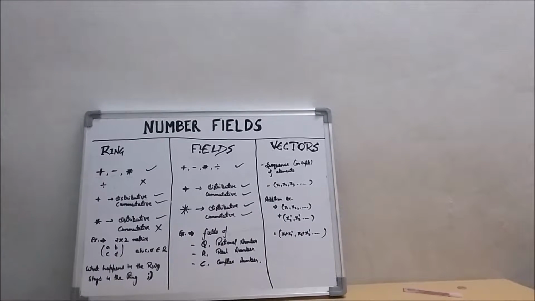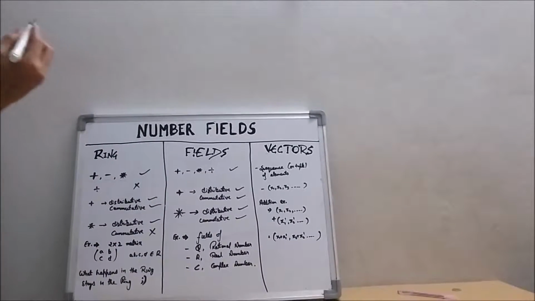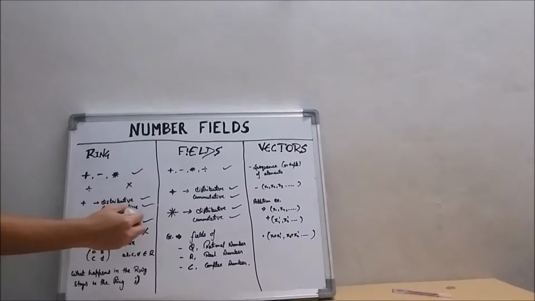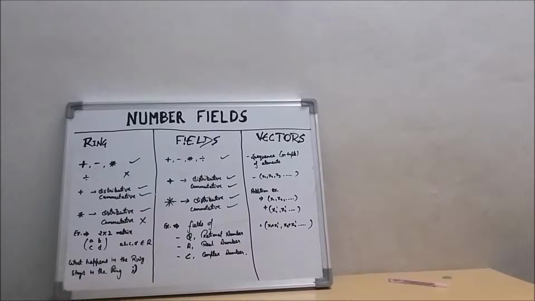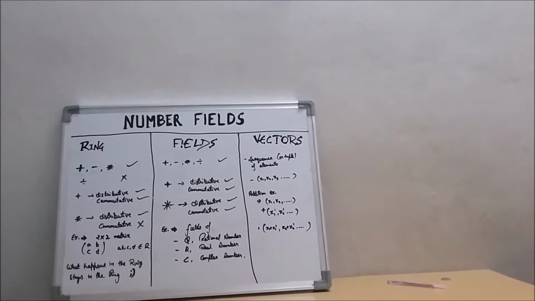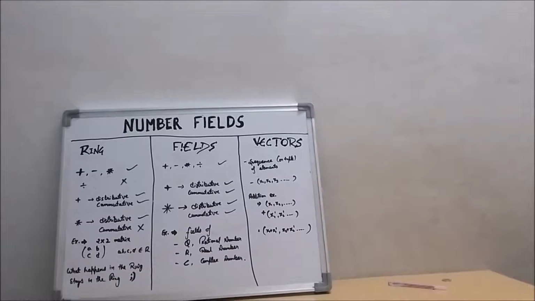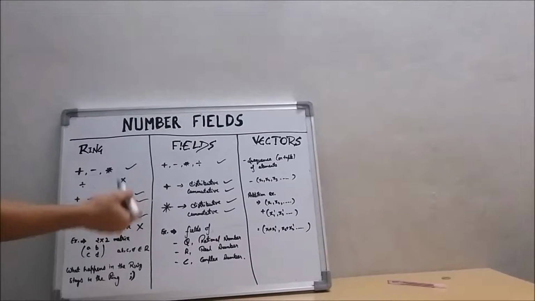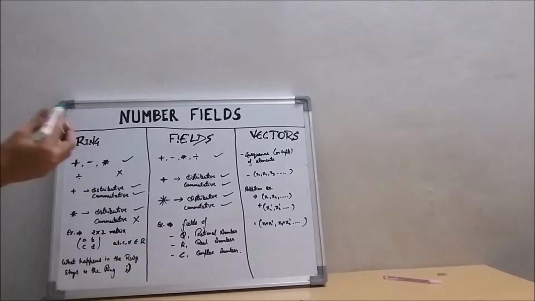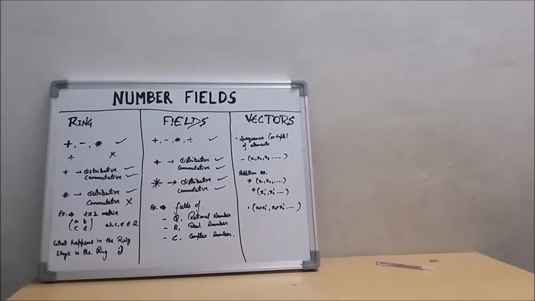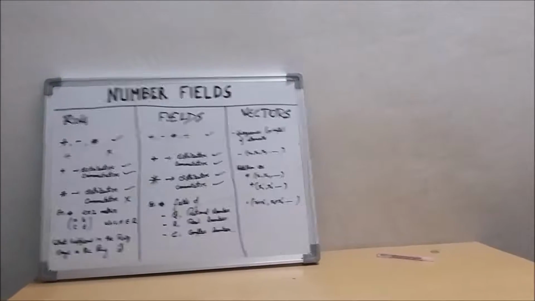In case of addition, it follows both properties, distributive as well as commutative. But in case of multiplication, it's only distributive, not commutative. So let's take a basic example of a ring. Let's consider a 2 by 2 matrix of real numbers, a, b, c, d, where a, b, c, d are real numbers. Here you can add, which is distributive as well as commutative. But in case of multiplication, it is just distributive, not commutative. So it's a ring. On an overall note, what happens in the ring just stays in the ring.